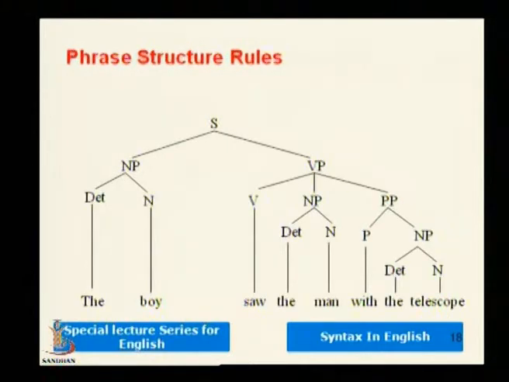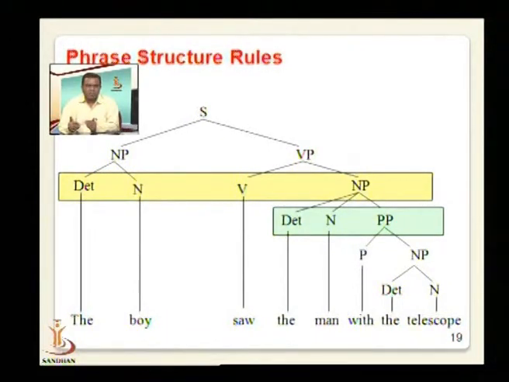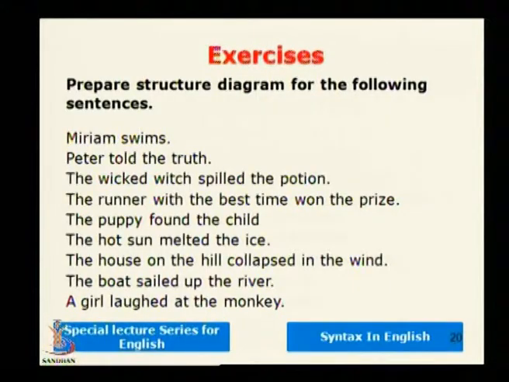See this example. The boy saw the man with the telescope. Some more elements are added and you can go on and on until each word is classified. Noun phrase, verb phrase, under verb phrase there is one verb, one noun phrase, under noun phrase there is one determiner, one noun, and then there is a prepositional phrase. Prepositional phrase is divided into one preposition and one noun phrase. Under noun phrase there is one determiner and one noun. So this becomes a very interesting exercise. Some more examples are given, and whatever we discussed so far can be applied to them, and you will enjoy it a lot.